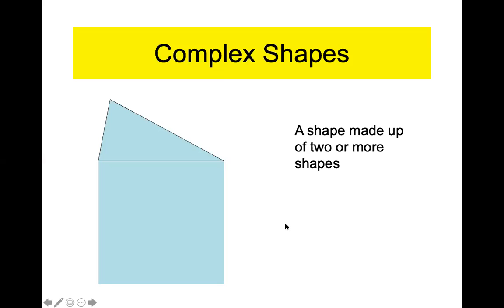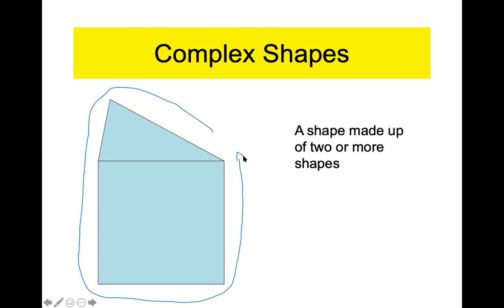Now here's the kicker, right? They're going to ask you to find the perimeter of this shape. And remember, the perimeter goes all the way around the shape. So even though this shape is made up of a triangle and a square, we will not be using this part of both the triangle and the square to calculate our perimeter. So we're going to calculate the side length of this red here, plus this one, plus this one, plus this one, plus this one.